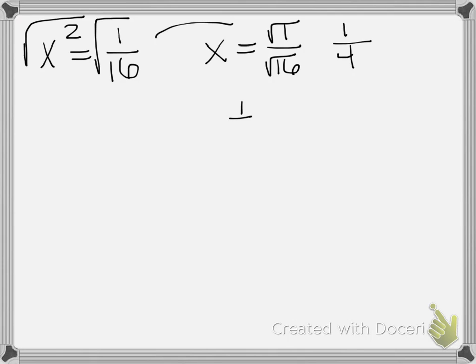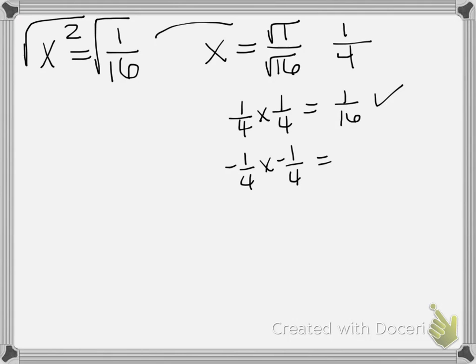So I'm going to say 1/4 times 1/4. That would get me 1/16, so yep, that works. Negative 1/4 times negative 1/4 would also get me 1/16. So this one still has two rational roots. The only difference is that this one was a fraction, and so that tends to throw people sometimes.